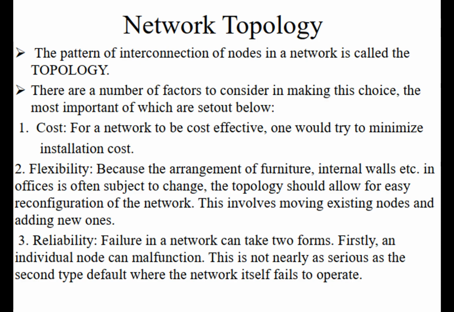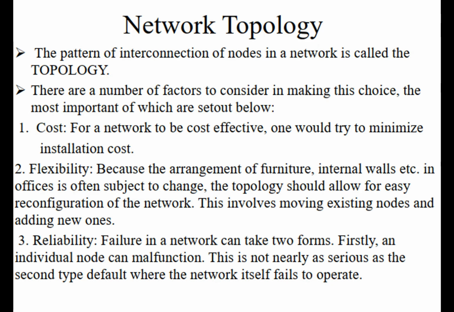The pattern of interconnection of nodes in a network is called the topology. There are a number of factors to consider in making this choice, the most important of which are set out below. 1. Cost. For a network to be cost-effective, one would try to minimize installation cost. 2. Flexibility. Because the arrangement of furniture, internal walls etc. in offices is often subject to change, the topology should allow for easy reconfiguration of the network. This involves moving existing nodes and adding new ones.